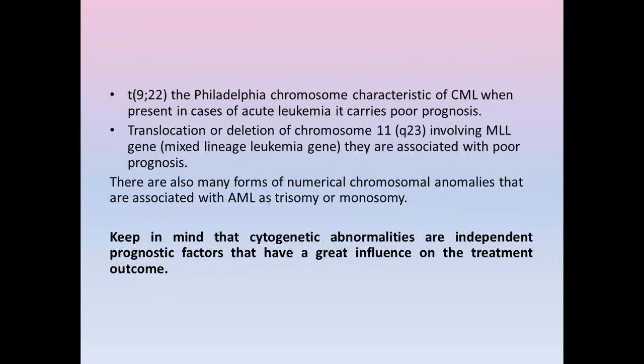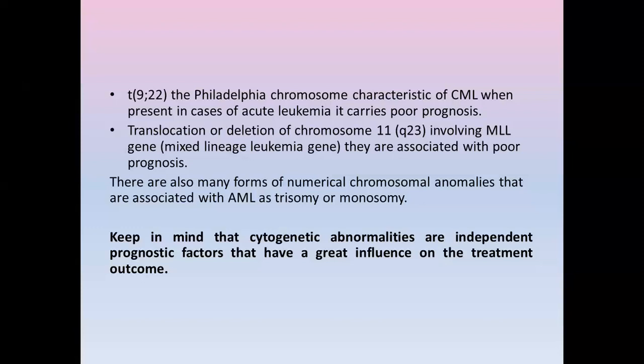Translocation between chromosome 9 and 22, the Philadelphia chromosome, characteristic of CML. When present in cases of acute leukemia, it carries a poor prognosis. We have to know that translocation between chromosome 9 and 22 is a characteristic and special feature for chronic myeloid leukemia, but it could be seen in cases of acute leukemia. So when it is present in cases of acute leukemia, it carries a poor prognosis.